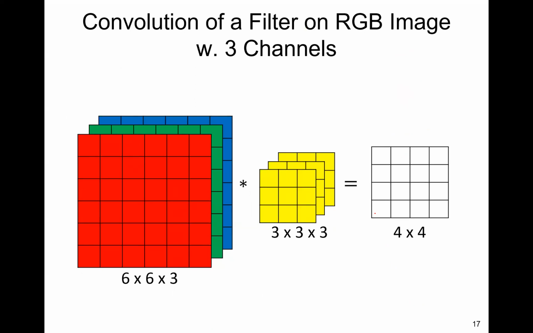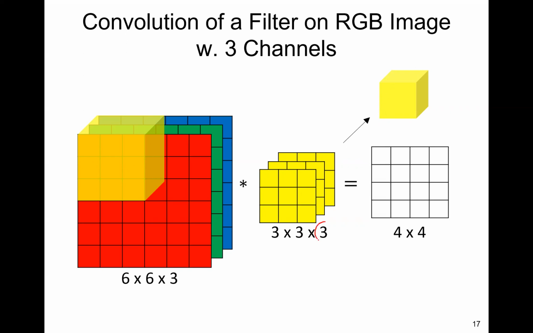So here's an example of applying the filter to a RGB image with 3 channels, red, green, and blue. And then you can imagine this filter as a cube. So the filter always has the same depth as the input image, 3. So this cube will slide across the input volume, each convolution producing one output.